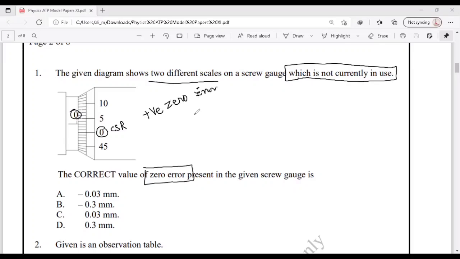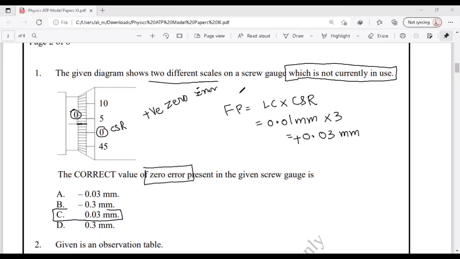So main scale reading is 0 in this diagram and we have to find the fractional part, that is least count multiplied by circular scale reading. So least count is 0.01 millimeter multiplied by the circular scale reading, the line that coincides with the datum line. The value of this line is 3. So our fractional part is 0.03 millimeters. So this is positive zero error. So the correct answer will be option C, 0.03 millimeters.